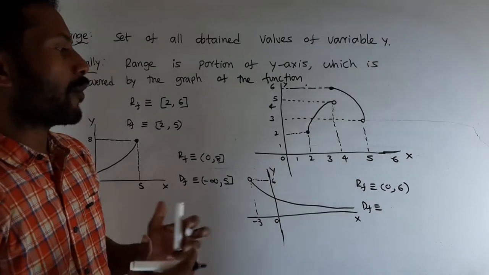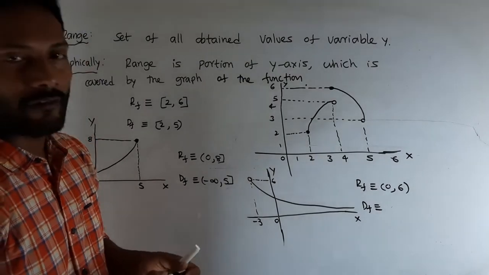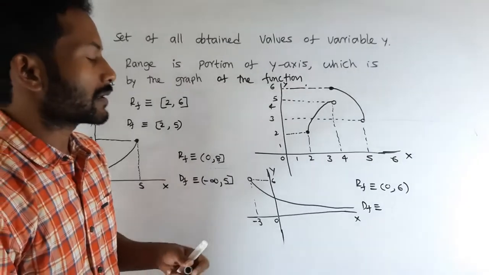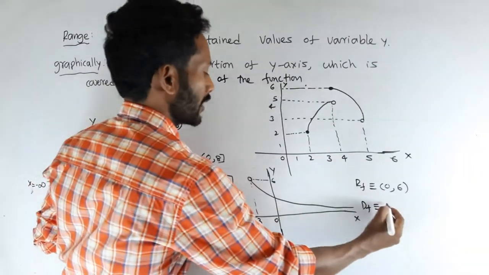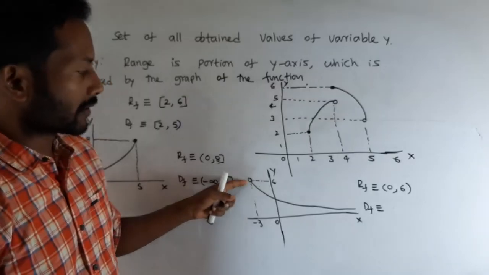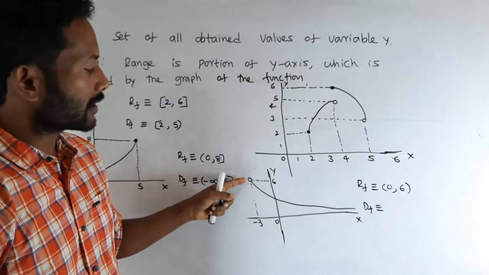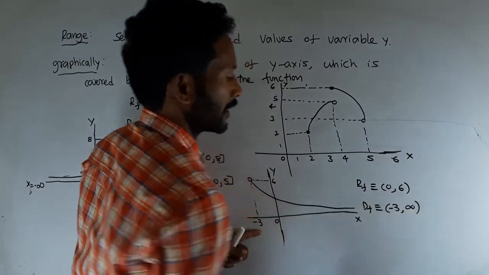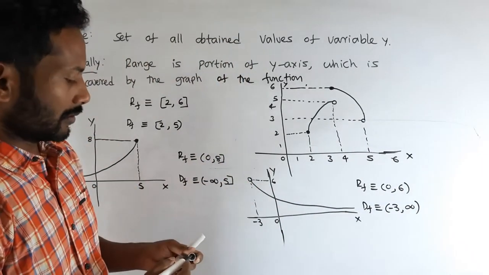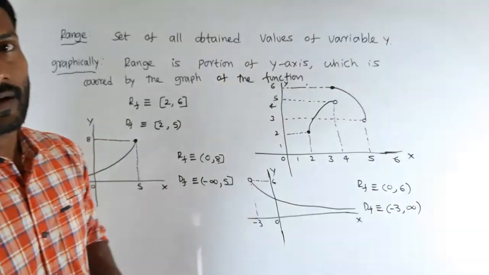What is the domain of this graph? Domain is the portion of the x-axis which is covered by the graph. So what is the portion of the x-axis? Minus 3 to infinity. Here this one is unshaded. Unshaded circle means open interval minus 3 to infinity. So this is the graphical domain and range.